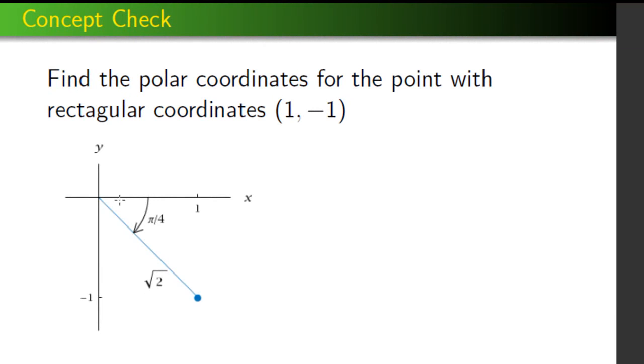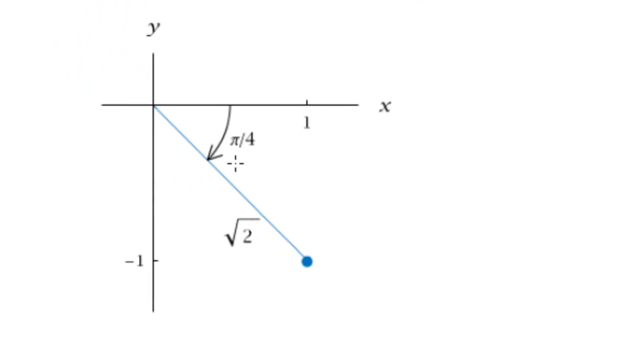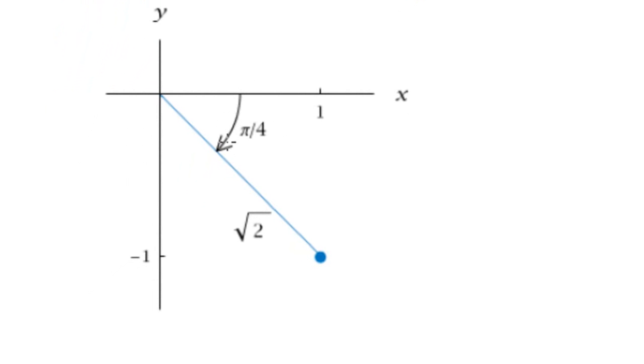We know that coming down, this is going to be the angle. This is going to be down here. This is my value of 1, negative 1. We should be comfortable knowing that that's going to create a negative pi over 4 value, or the angle itself has a value of pi over 4. And doing the x squared plus y squared, that's going to be the square root of 2.